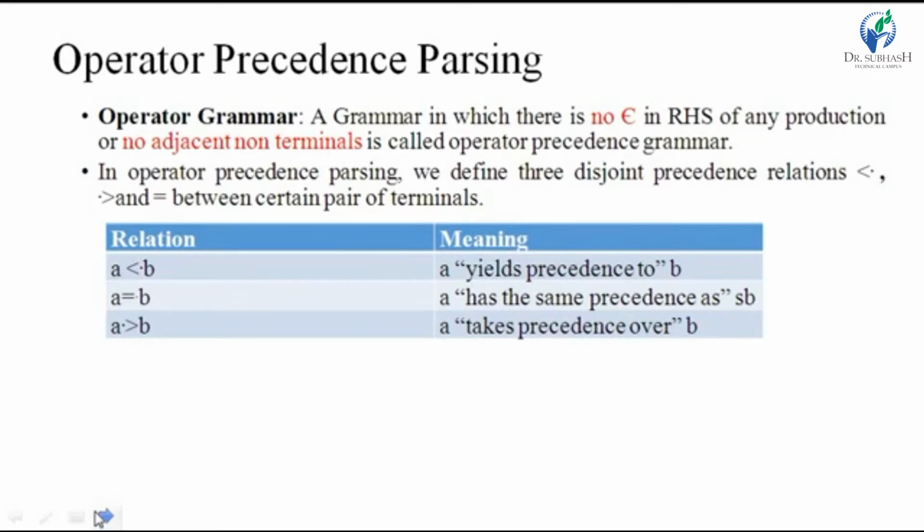In operator precedence parsing, we define three disjoint precedence relations: less than, greater than and equal, between certain pairs of terminals. A less than B: A has lower precedence than B. A equal B: A has the same precedence as B. And A greater than B: A takes precedence over B. It means A less than B, A equal B and A greater than B.